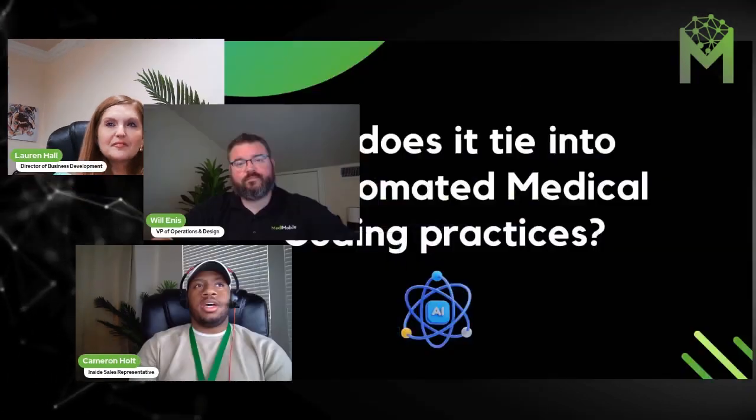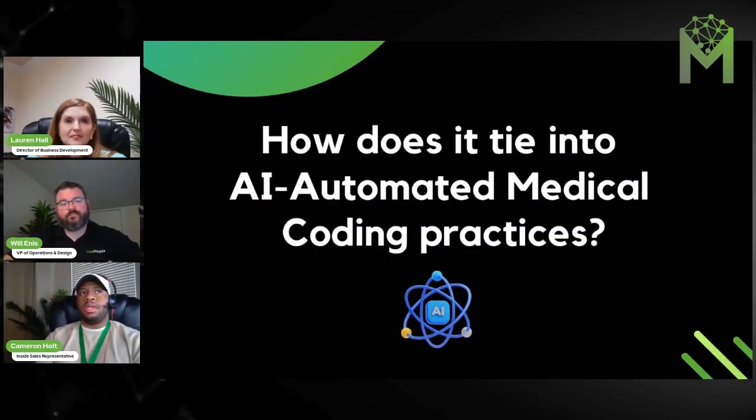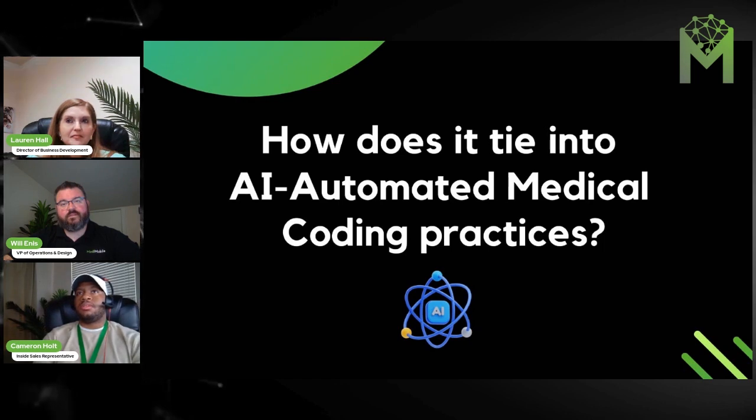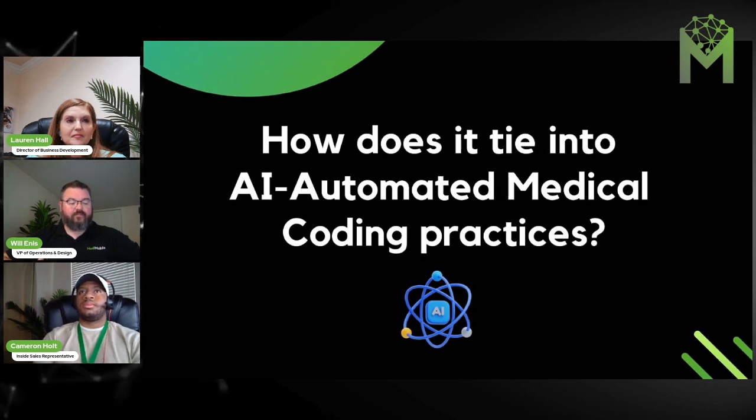I'm pretty sure everyone is kind of familiar with the AI, because we did discuss that towards the beginning of our podcast episodes. But how does this tie into AI, automated medical coding practices? So with AI and specifically the hub services, if we have the agreements and data hub services set up with the facilities, like I said before, it speeds everything up. That's the biggest thing here.